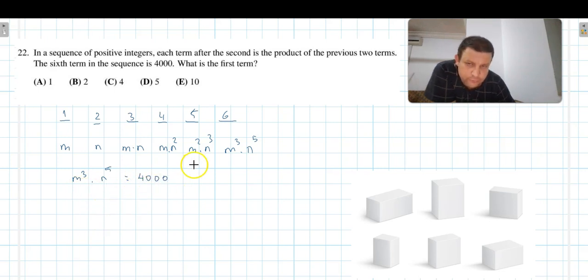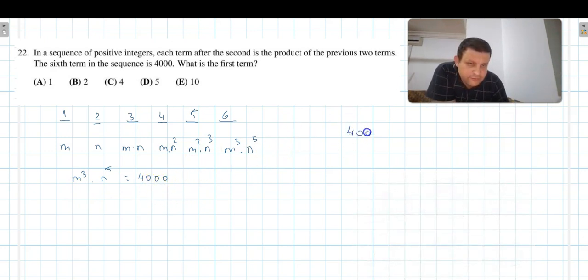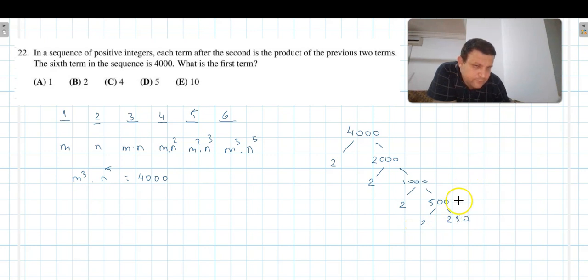Okay, so we need to do prime factorization of this 4,000. Let's do it somewhere here. 4,000. Okay, so let's do it: 2 times 2,000. 2 times 1,000. 2 times 500. 2 times 250. Okay, 2 times 125.